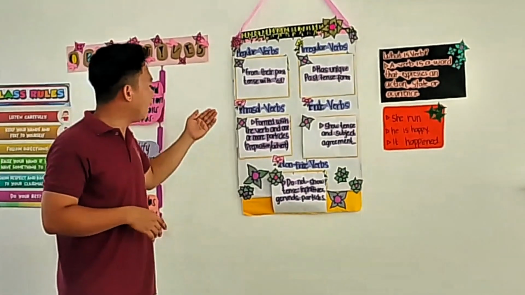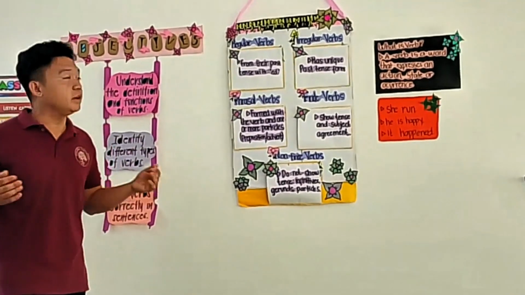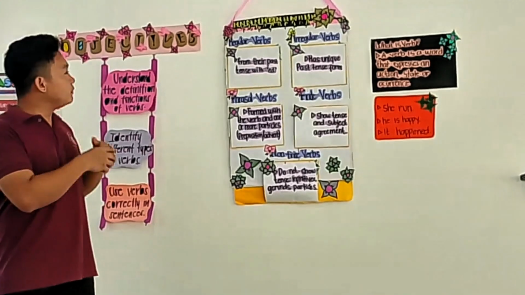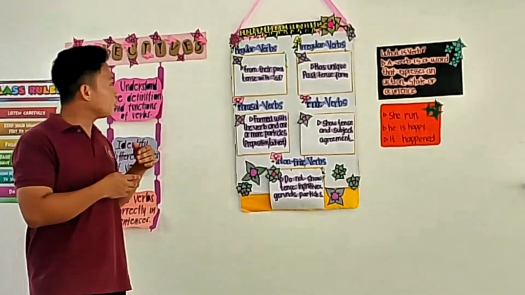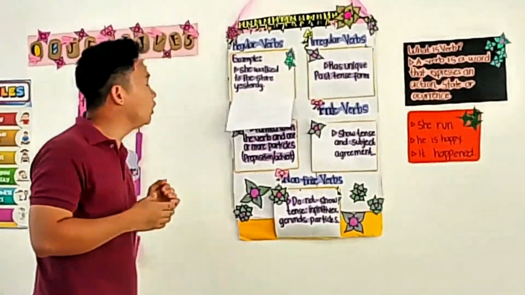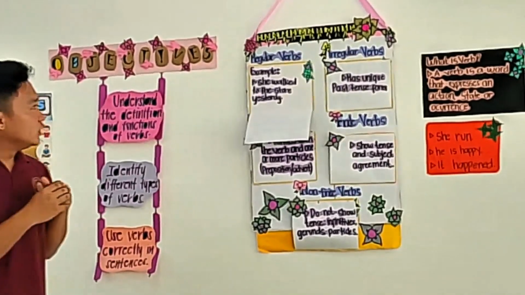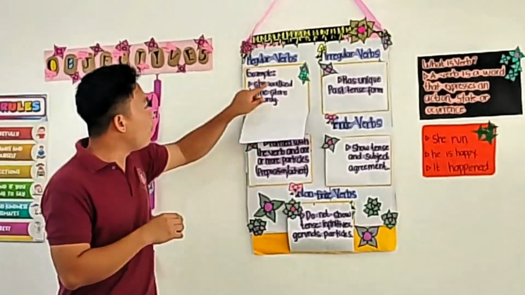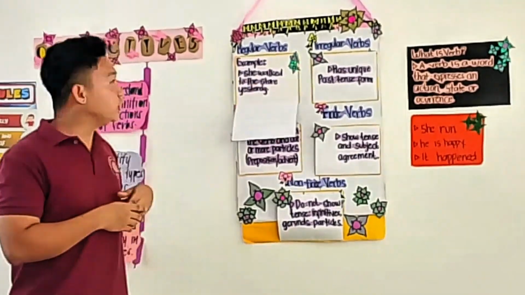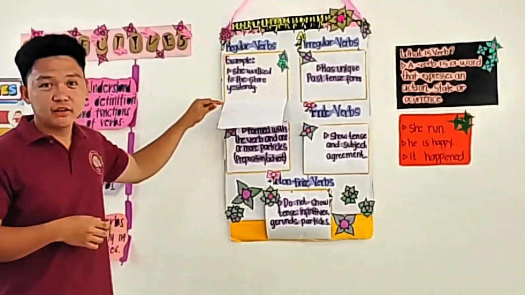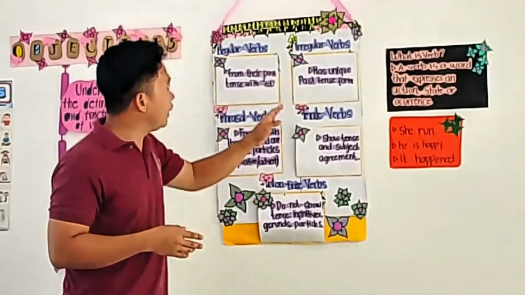Also, here is the regular verb. The definition of a regular verb is that it forms its past tense with -ed. It means they are using -ed words. So the example is "She walked to the store yesterday." The regular verb is walked because they add an -ed. The subject is she. Do you understand? Okay, class? Let's proceed to the irregular verb.